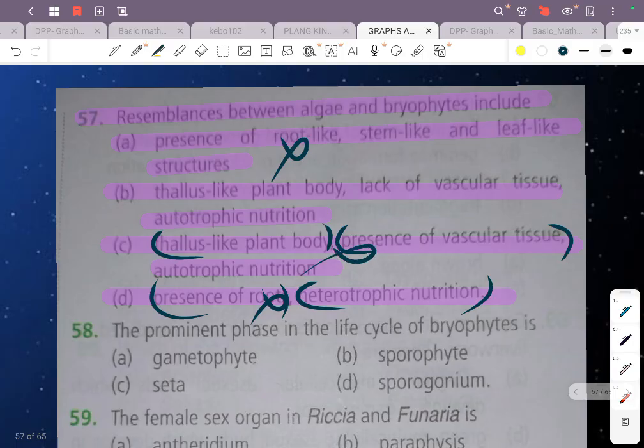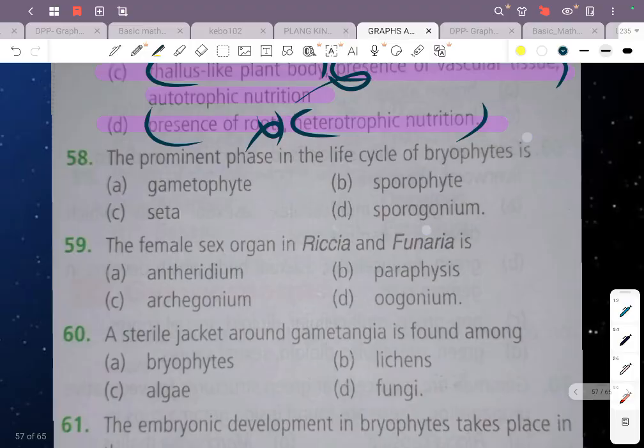So we eliminate option number C as well, and we're only left with one option, which is option number B, wherein both algae and bryophyte do have thallus-like plant body. Both of them actually lack vascular tissues, which is why they're referred to as atracheophytes, and both of them have autotrophic mode of nutrition. So that makes option number B the correct answer. Moving on to the next question.